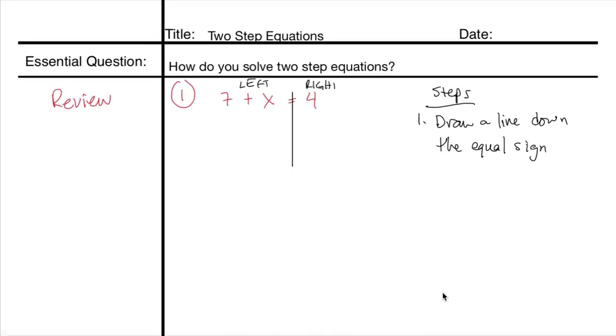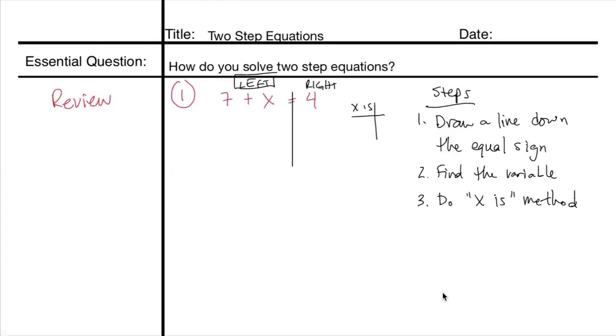That splits it up into our left side and our right side. And so you want to find where the variable is. The variable is on the left side, so that's the side I care about. Remember the X is method. I find out what's happening to X. X is being added by 7.